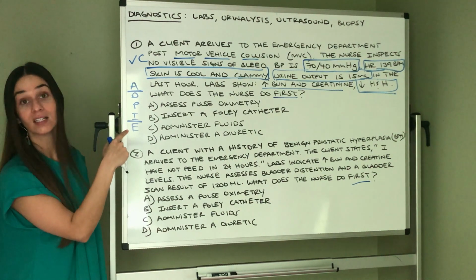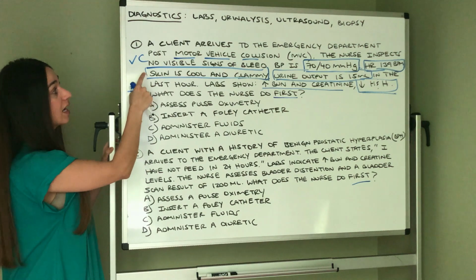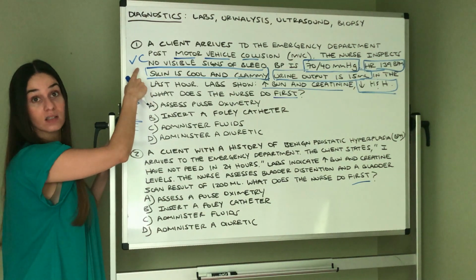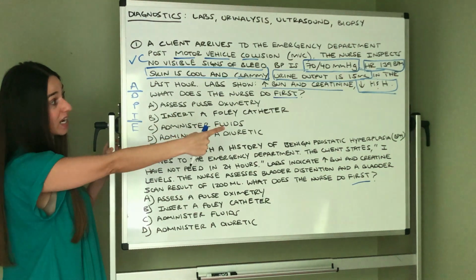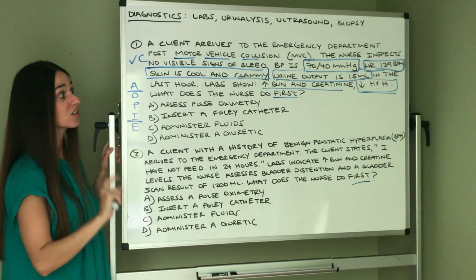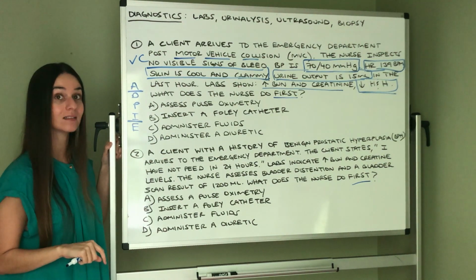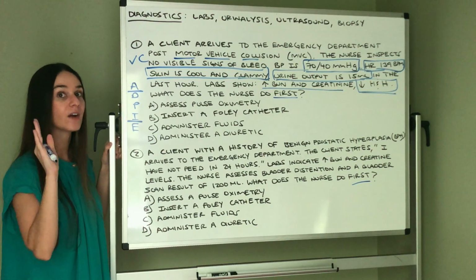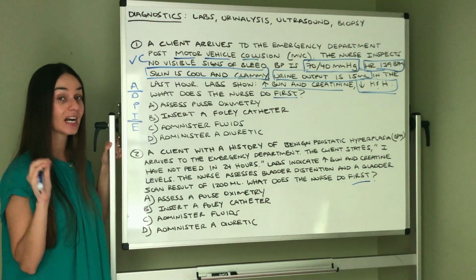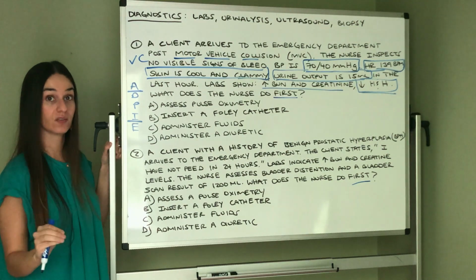And remember, it looks like this client's hemorrhaging. Not that I don't care that they don't have signs of bleed, but everything else, the low H&H, the low blood pressure, the high heart rate, the cool and clammy skin is showing that this client is bleeding. So, if I can only do one thing, I'm going to find a circulation intervention.